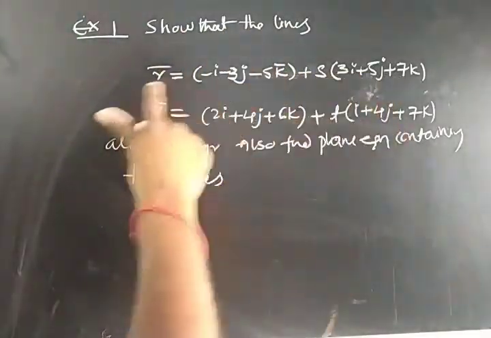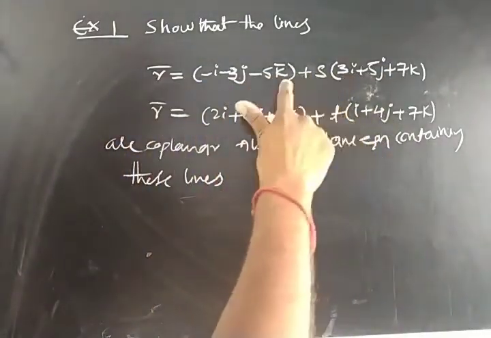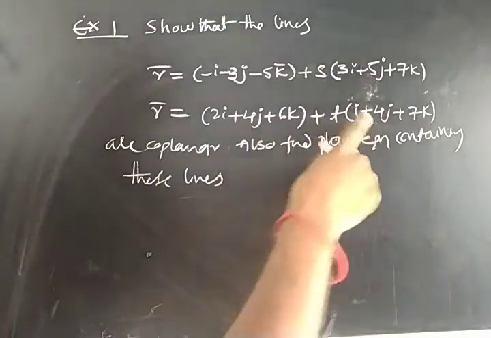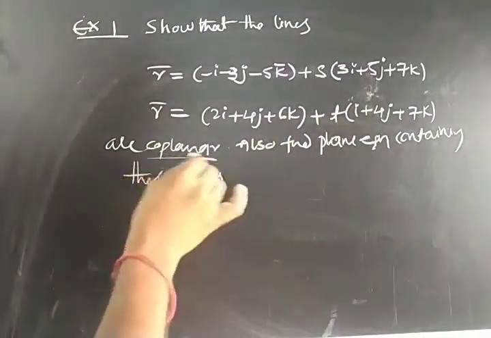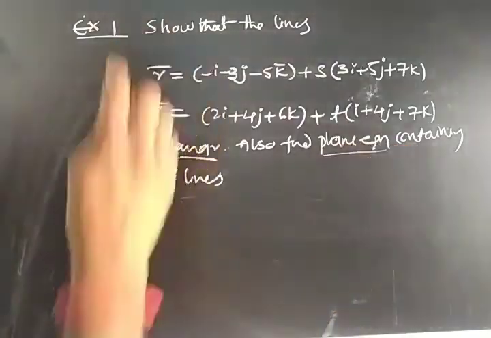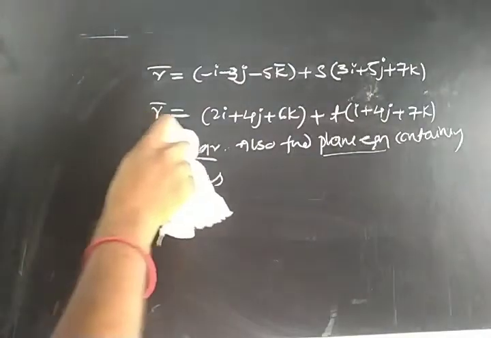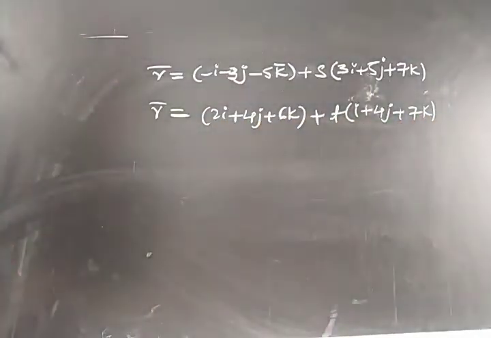Now example 1. Show that the lines, we have two lines in vector form, r bar equal to this line and r bar equal to another line, are coplanar. We are going to show that these two lines are coplanar. Also find the plane equation containing these two lines.